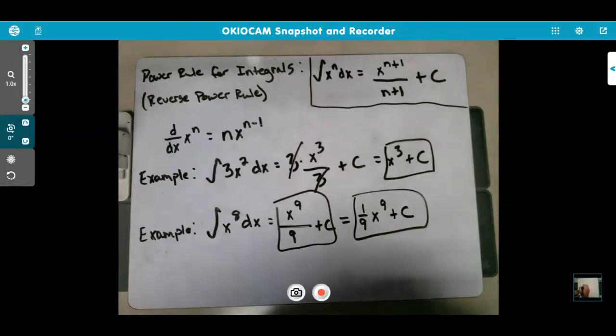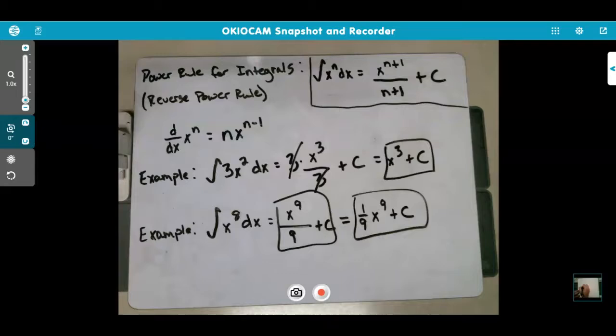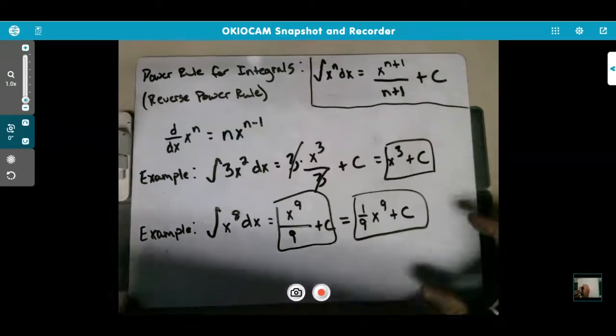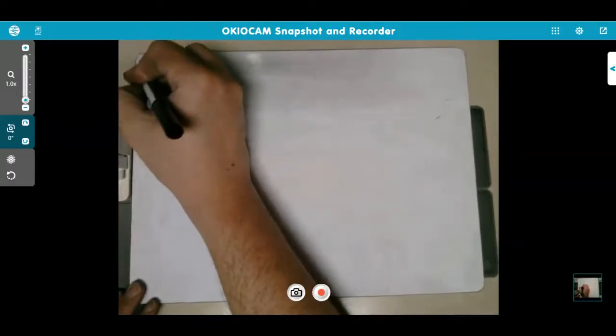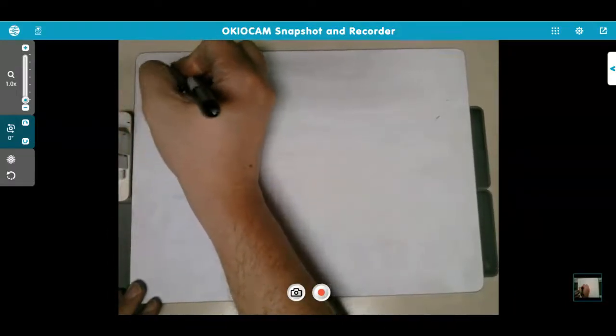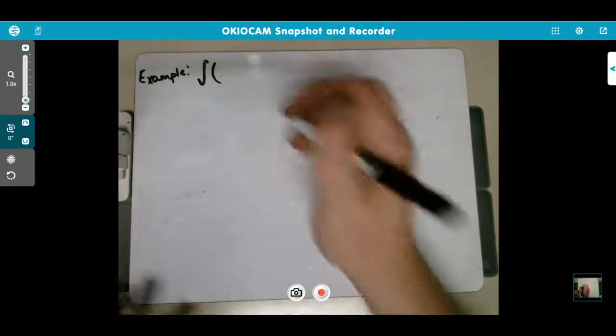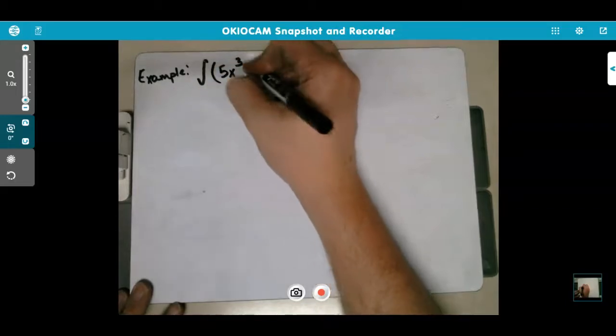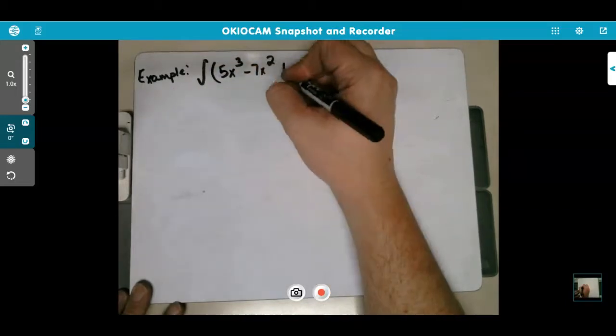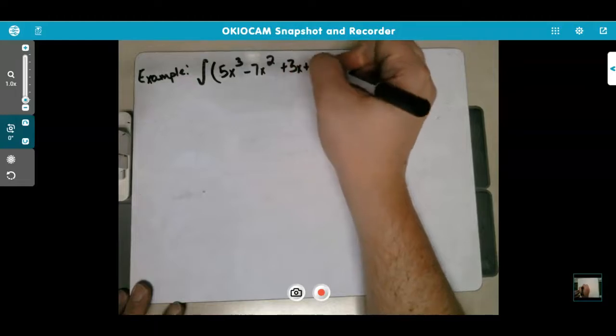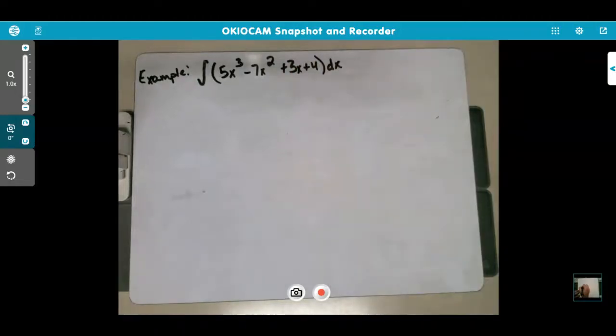Let's do some more examples. Before we do that, actually, you know what? Yeah, let me do some more examples. Then I'll say what I was about to. Let's do the integral of, finding it in my notes, there it is, 5x to the third minus 7x squared plus 3x plus 4 dx. So now this looks really complicated, but it's really not.